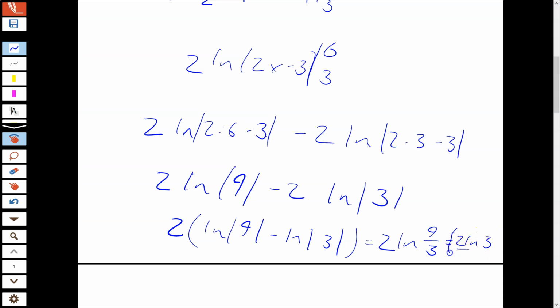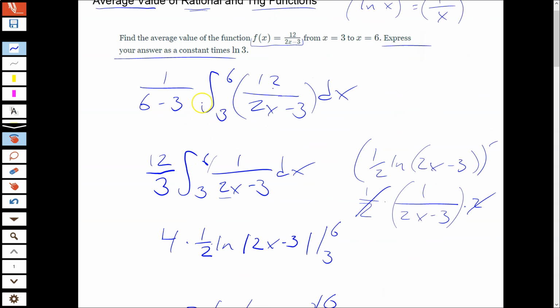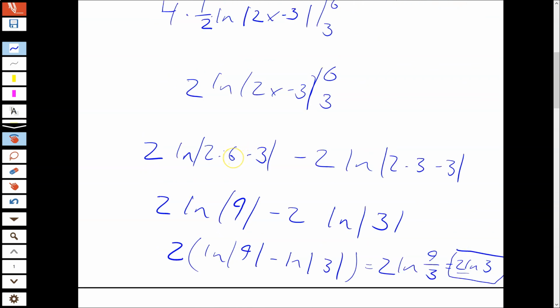Okay. So really we're practicing 3 different things altogether here. We're practicing setting up this average rate of change, we're practicing finding this integral, and then we're practicing simplifying these logs a little bit. All 3 of these things are going to be useful to you on your AP exam.